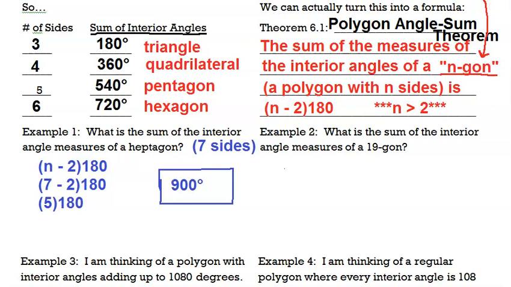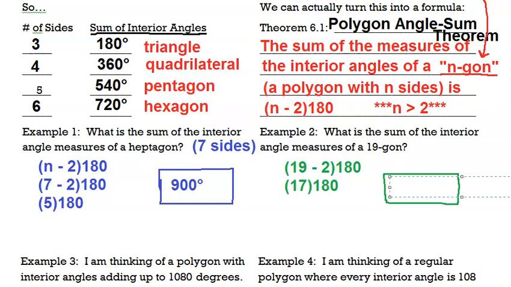All right, let's try this again, but we're going to use 19 instead. So 19 minus 2 is going to be 17 times 180. In this case, you might want to use a calculator, although you're watching a video with me, so you can probably just guess that I'm going to tell you soon enough. If you were to look at a 19-sided figure, you would end up getting 3,060 degrees inside of the thing. That is a pretty ridiculous number here.